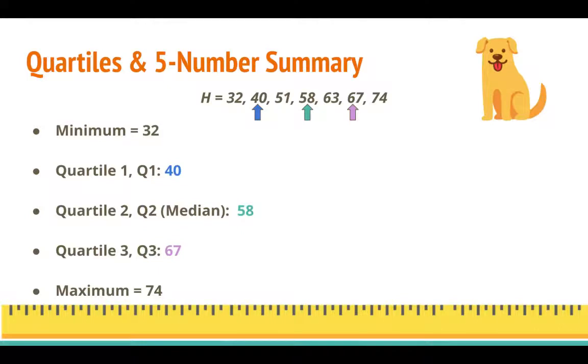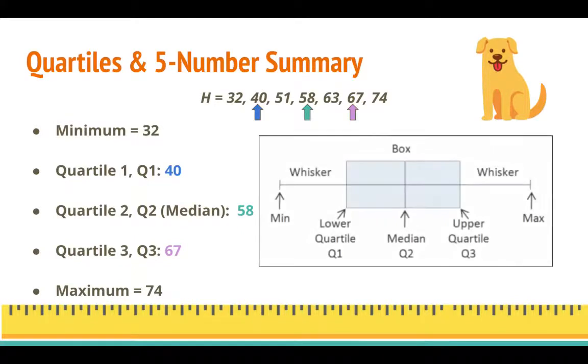It is important that your data is listed in order, smallest to largest, as you're finding these. We can describe quartiles and all the values actually in this 5-number summary using a box plot. So we'll be working on these in class. Notice that the box is between quartile 1 and quartile 3. This contains the middle 50% of values. Those whiskers give me the lower 25% and the upper 25%.